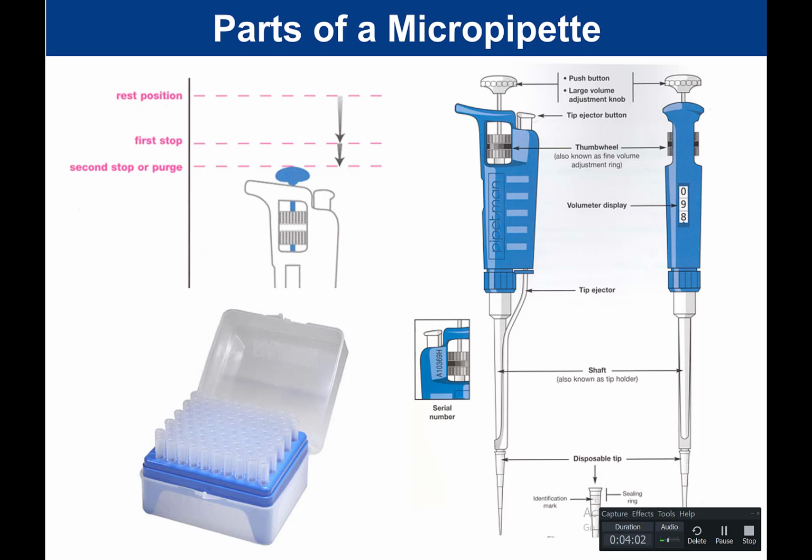You should understand the general parts of a micropipette, right? That this is going to be the push button and that you should only push to the first stop when you go to draw up the liquid. You only push to the second stop when you're trying to get the liquid out of the pipette. You should know that this is the thumb wheel. This is what you can turn to change the volume. We have our tip eject button, and then the barrel of the pipette is going to contain where you would put the tip. And so these are just some general things that you should understand about a micropipette.